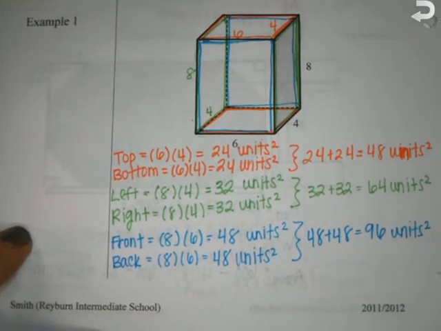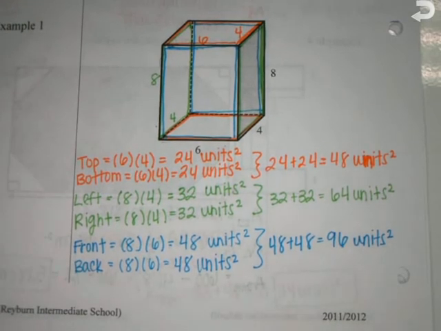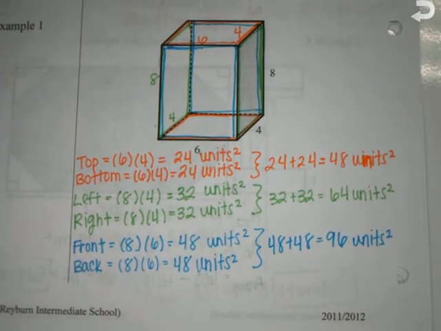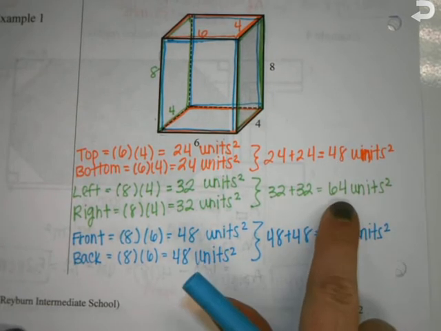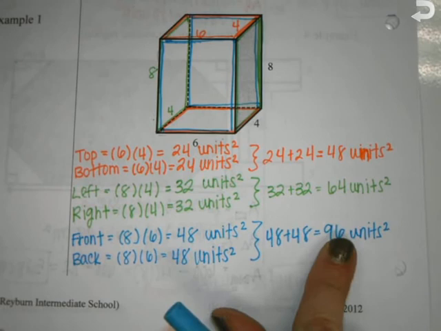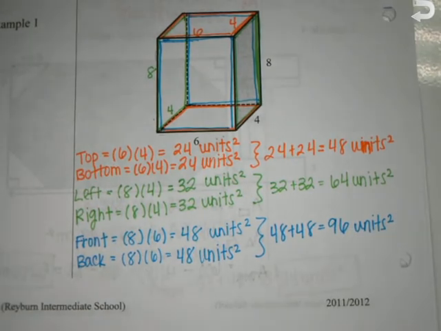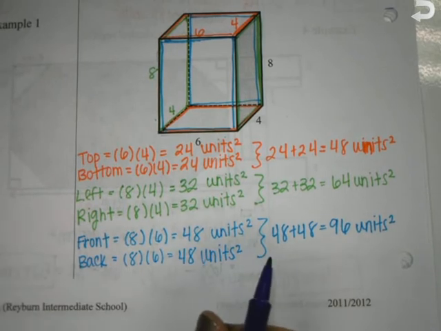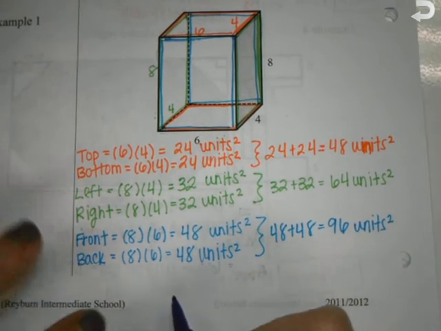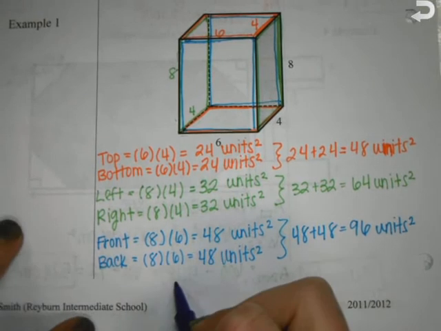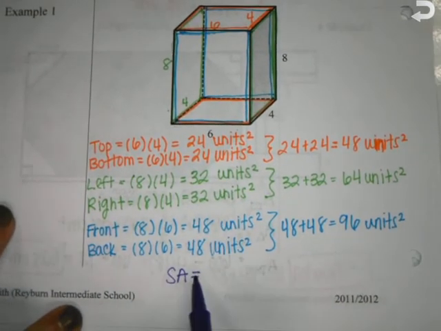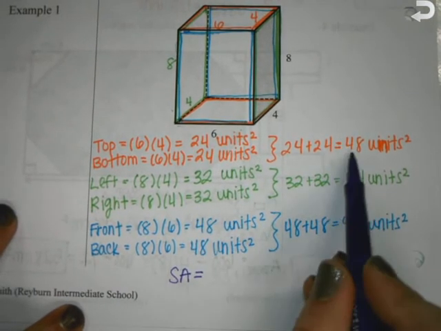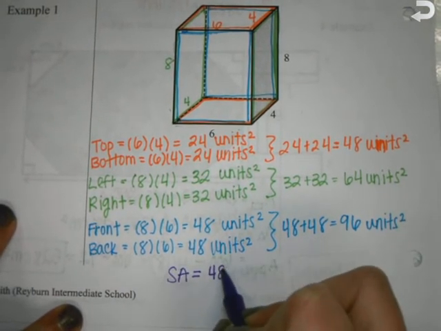Okay. So the front or the top and the bottom to get 48 units squared. We added the left and the right to get 64, and we added the front and the back to get 96. Now what do we have to do? We need to add them all up. So the way we label surface area is SA. So write out SA equals, that stands for surface area. And you do need to make sure that you write out 48 plus 64 plus 96.